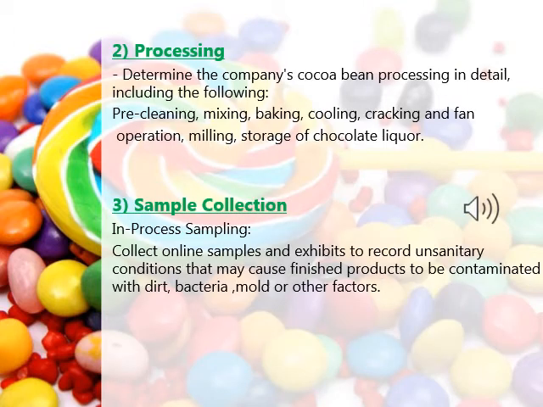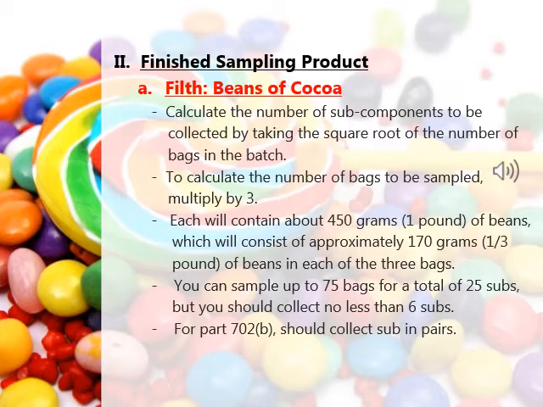Second, processing. Determine the company's cocoa bean processing in detail, including the following: pre-cleaning, mixing, baking, cooling, cracking, and fanning operation. Milling, storage of liquor. Third, sample collection. In process sampling, collect online samples and exhibits to record unsanitary conditions that may cause finished products to be contaminated with dirt, bacteria, molds, or other factors. Second, we have finished product sampling.